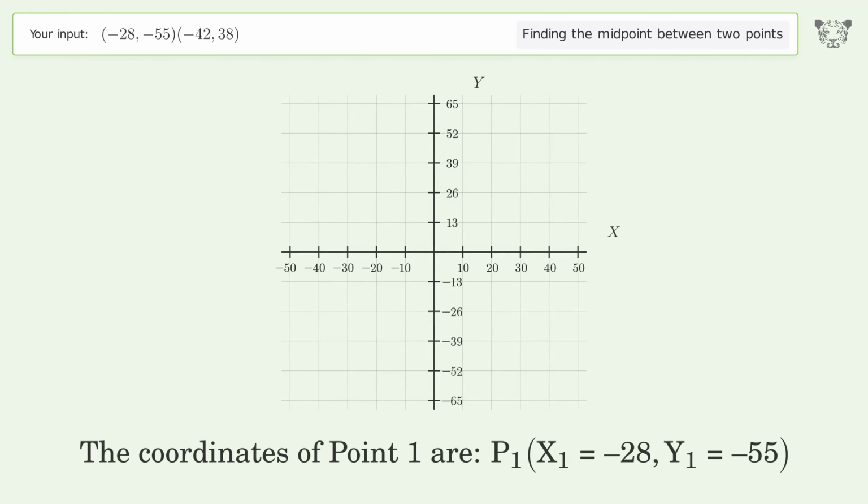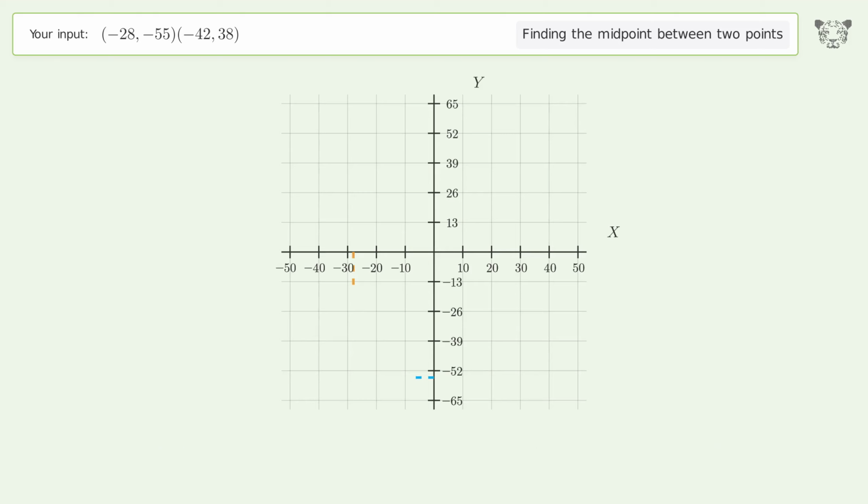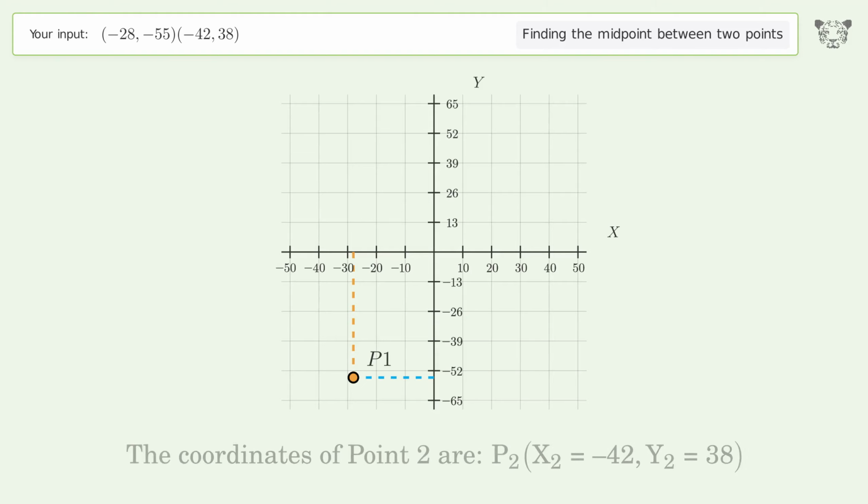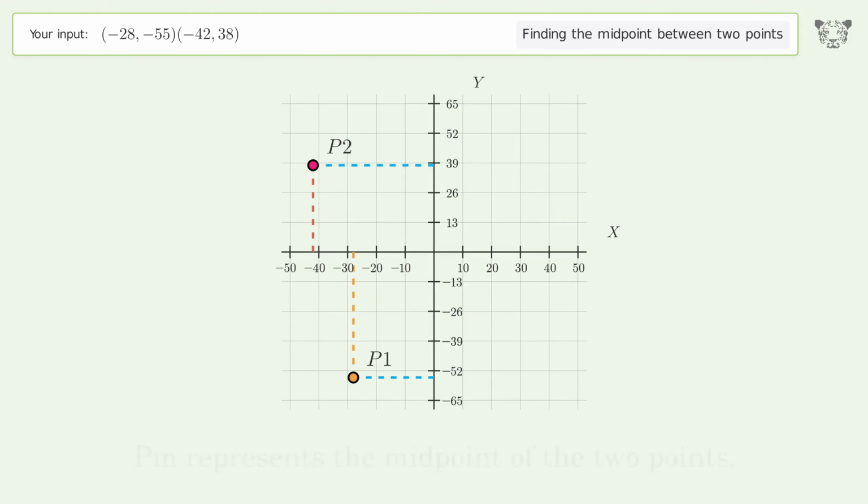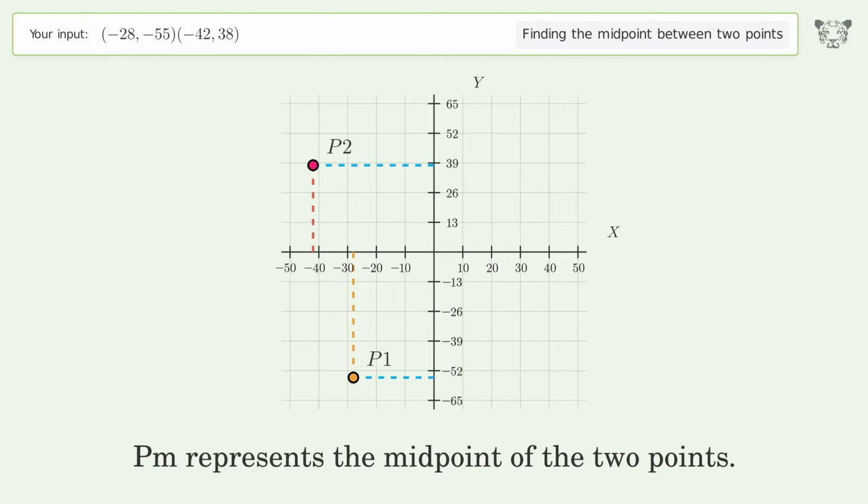The coordinates of point 1 are, x1 equals -28, y1 equals -55. The coordinates of point 2 are, x2 equals -42, y2 equals 38. PM represents the midpoint of the 2 points.